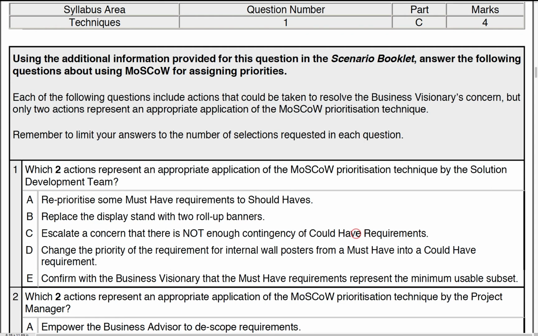In fact, you remember looking at the 4 requirements that are all must-haves. That's a good starting point. Change the priority requirement for internal wall posters from a must to a could. Well, they certainly cannot do that by themselves either. That needs the visionary. And finally, confirm with the visionary that the must-have requirements represent the minimum usable subset. Well, that is also a good point, especially when there is a consideration that one of the items may not necessarily be a must. So you could certainly do that. Remember, confirm with the visionary, but at the end of the day, if there is a change to that prioritization, the visionary has to sign it off. So we have answers C and D.